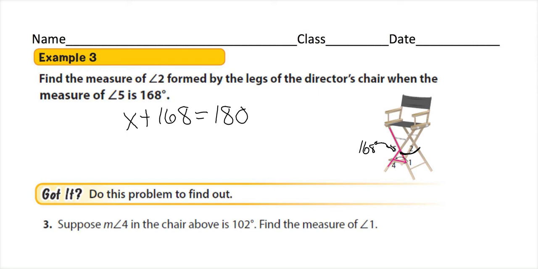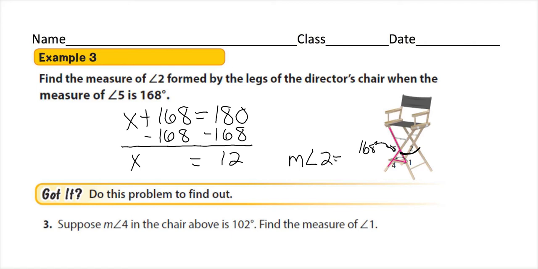Okay, so we're going to subtract off 168. That's going to give us x equals, and then let's find the difference here. So 180 minus 168, that's going to give us 12. Okay, so the measure of angle 2 is 12. So let's write that out. The measure of angle 2 equals 12 degrees. Let's kind of circle that there.